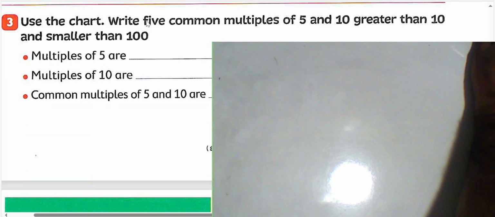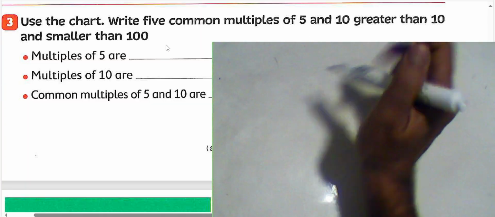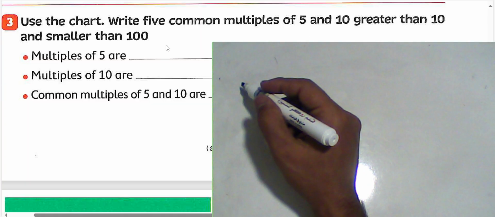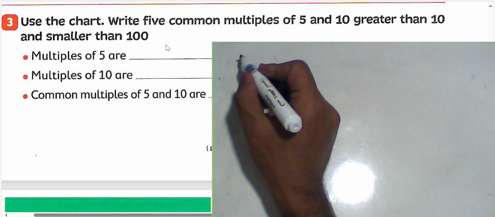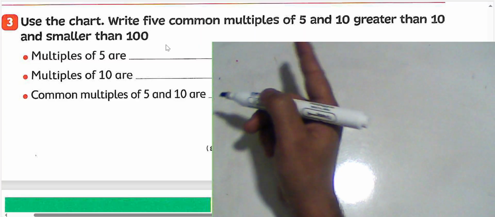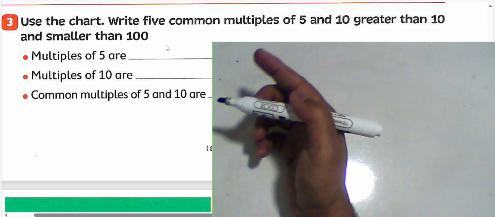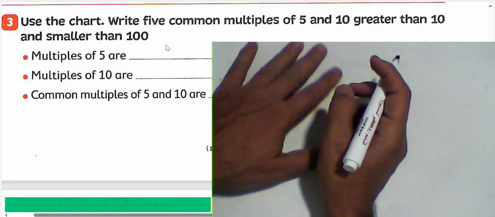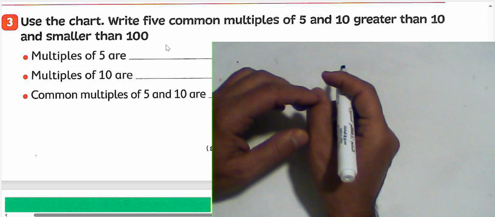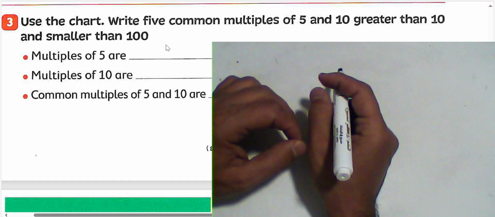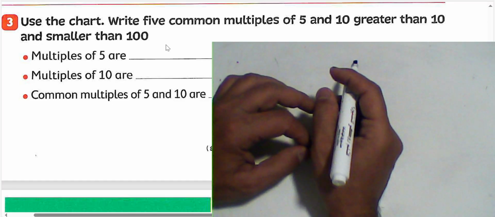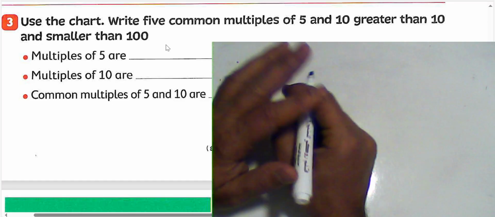The chart, write the answer here. Write 5 common multiples of 5 and 10, greater than 10 and smaller than 100. We can write here multiples of 5 greater than 10 and smaller than 100. We want to write 5 common multiples of 5 and 10 greater than 10 and smaller than 100.